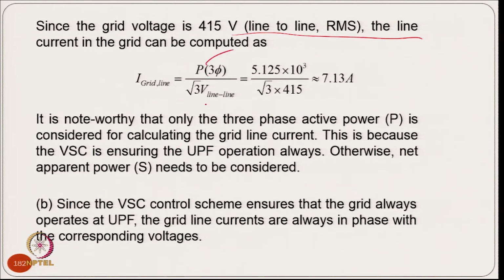So, we have the active power divided by root 3 times the line voltage. So, we have the active power and then we have the voltage. So, we get 7.313 ampere. It is noteworthy that only the 3-phase active power is considered for calculating the grid line current. This is because the VSC is ensuring unity power factor always, otherwise the net apparent power needs to be considered. So, since the voltage source converter control scheme ensures that the grid is operated at unity power factor, the grid line currents are always in phase with the corresponding voltage.